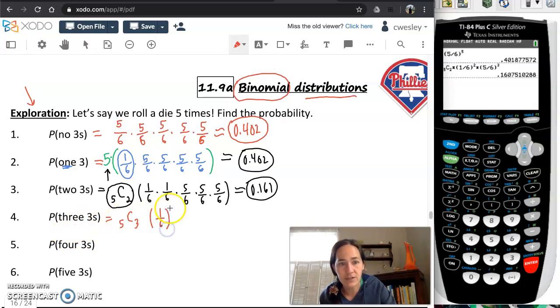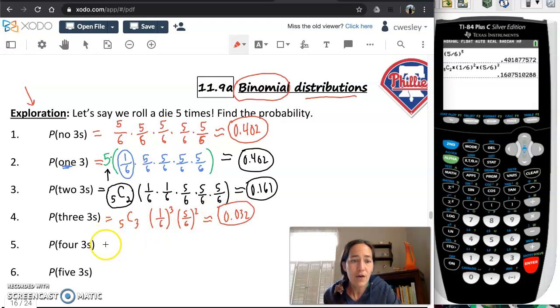1/6, the 3s to the third power because I want 3 of them. And then 5/6 to the second power. The other 2 I want to be non-3s. Here's your shorthand that we discovered. So you get, if you type that in, a 0.032 rounded to the nearest thousandth, right? Our probabilities are getting a bit lower. 4 3s is going to be pretty rare.